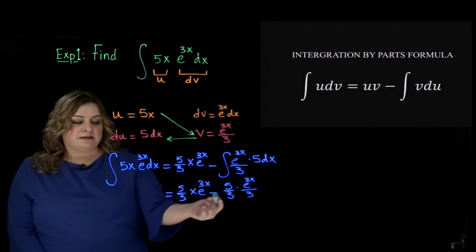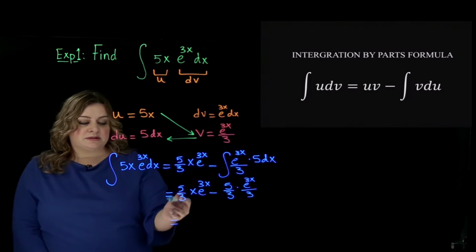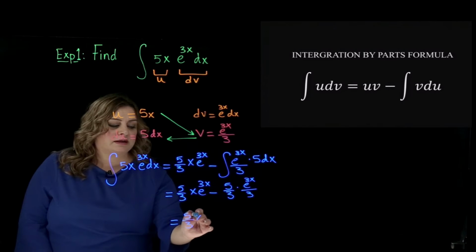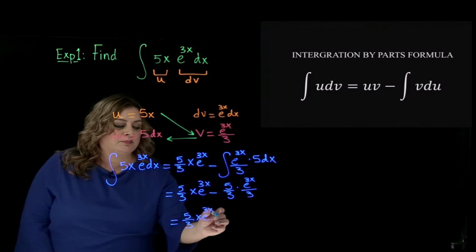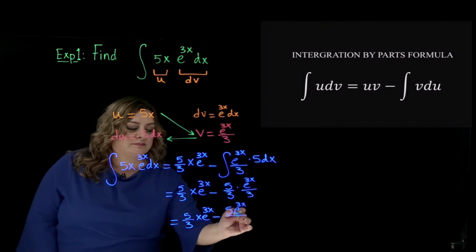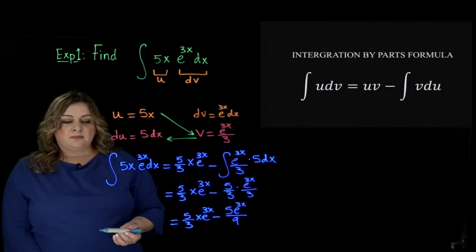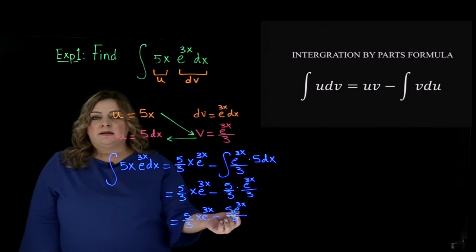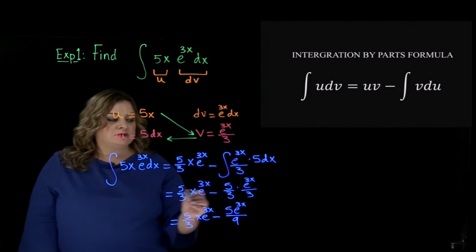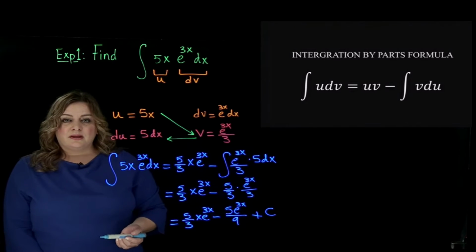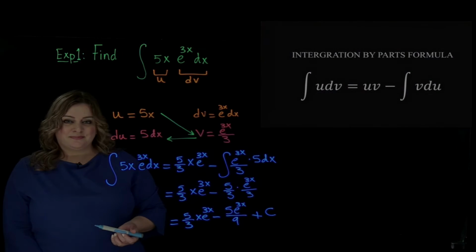We want to simplify the second term. We'll bring down the first term, 5/3 x e to the 3x, minus 5 e to the 3x over 9. We don't want to forget that we have an indefinite integral, and we don't want to forget about our constant, which is plus the constant c. We're done with this example. Let's do another example.